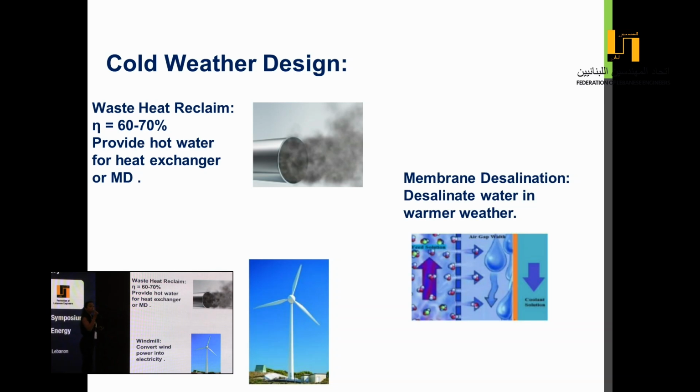So the cold weather design is based on three main components: the windmill that converts wind power into electricity, the membrane distillation that desalinates water, and the waste heat reclaim that provides hot water for the heat exchanger or membrane distillation.